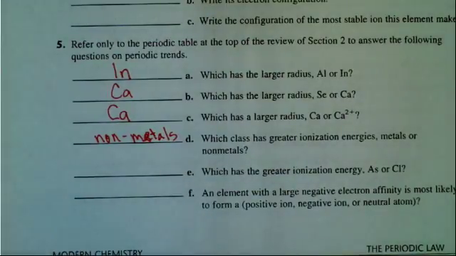Okay, so non-metals. E, which has a greater ionization energy, arsenic or chlorine? Again, let's find these in the periodic table. Here we find that they are neither in the same group nor the same period. So what do we do? Well, we still want to use both of our trends for ionization energy. We just use the period trend for ionization energy, and that says as you go to the right within a period, it's getting larger.